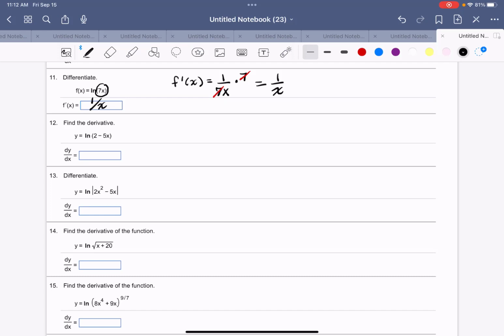Example number 12. Find the derivative of y if y equals a natural log of 2 minus 5x. So our dy dx is 1 over 2 minus 5x times the derivative of that, which is negative 5. So our final answer is negative 5 over 2 minus 5x.